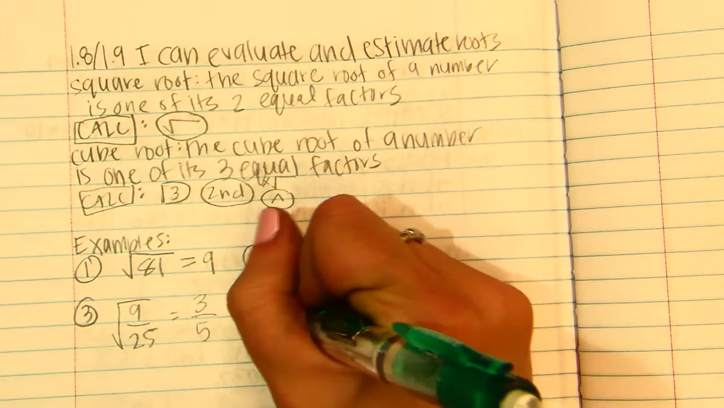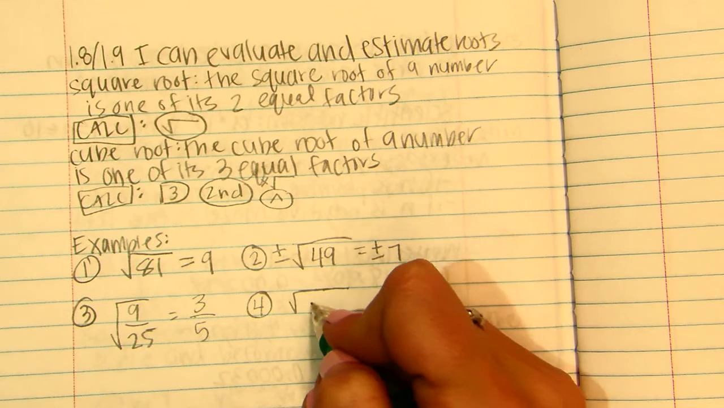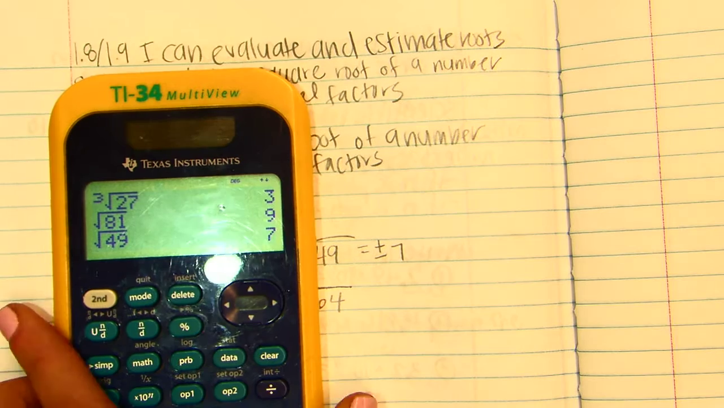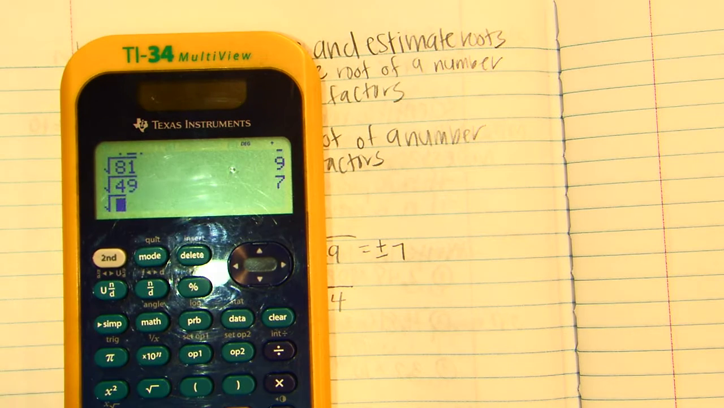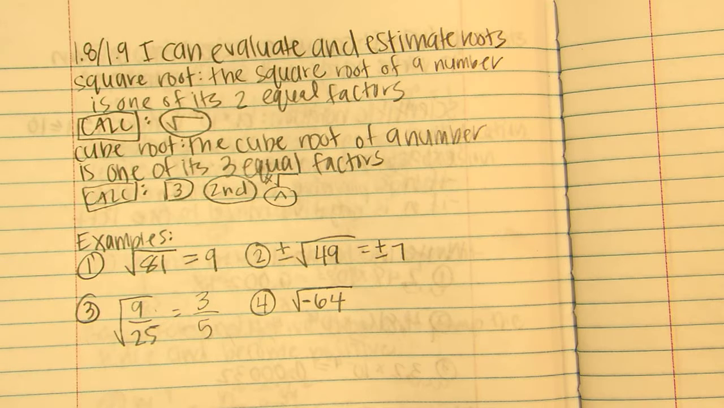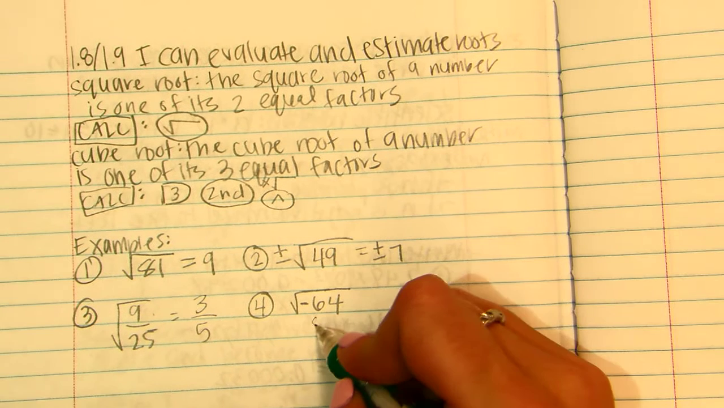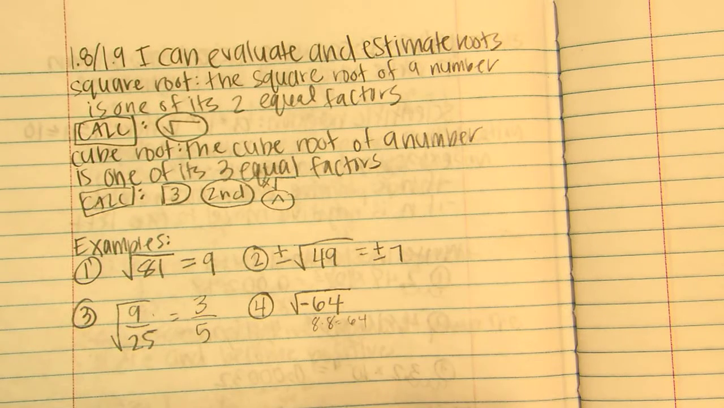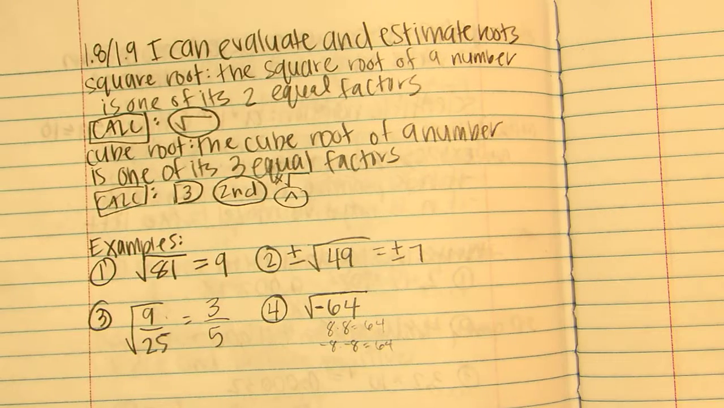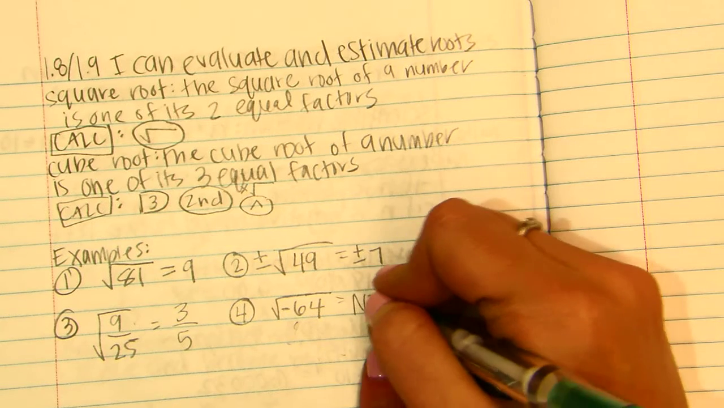And then for example 4, what if I have the square root of negative, let's do negative 64. Let's try it on our calculator. The square root of negative 64, it says domain error. Why did it give us an error? There's nothing that I can multiply by itself to give me a negative 64. Positive 8 times positive 8 is positive 64. Negative 8 times negative 8 is also positive 64. So there's no real number that when multiplied by itself will give me a negative 64, so I'm going to put no real solution.